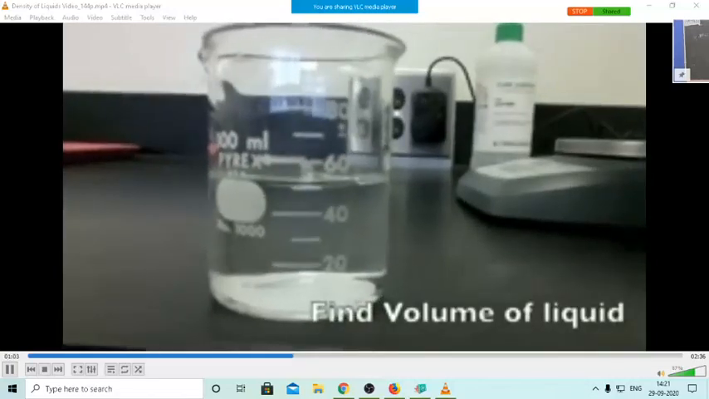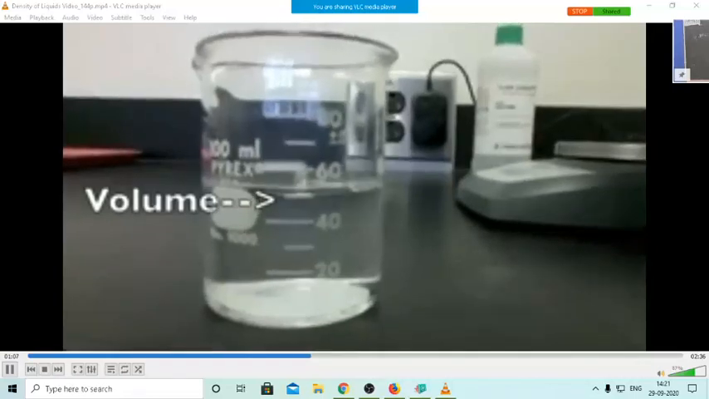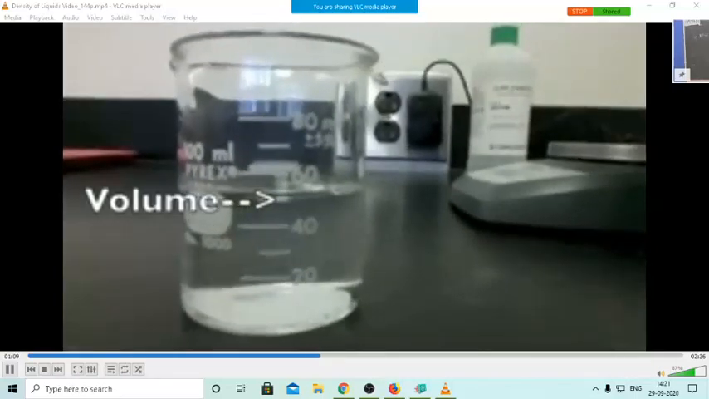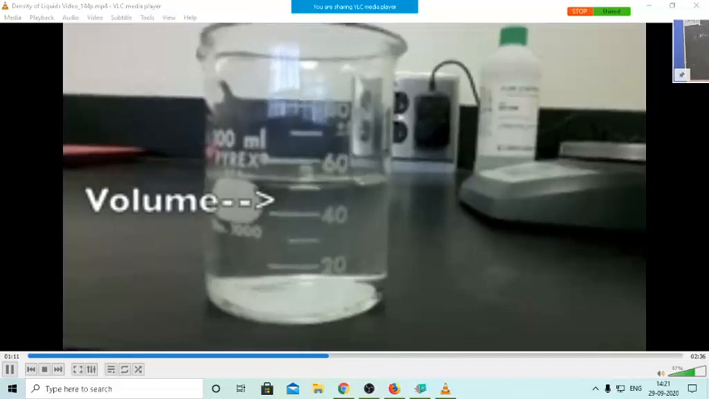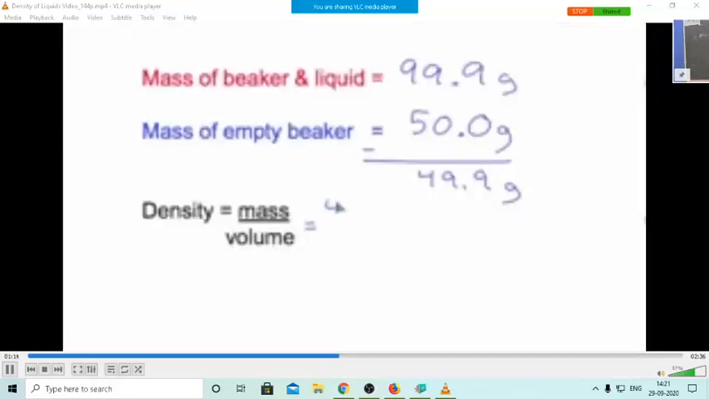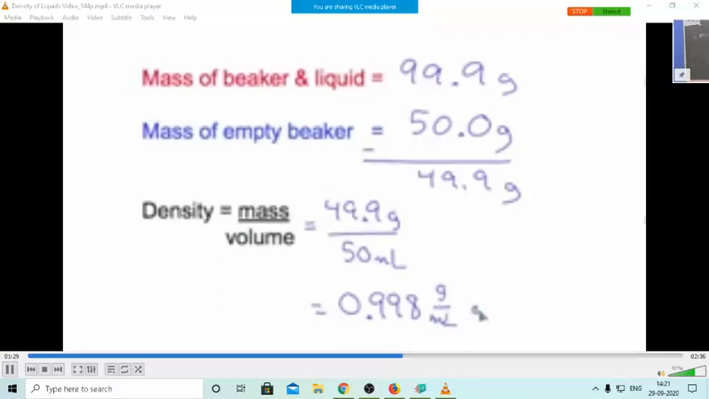Now we need a volume. First, determine the scale. To go up from 40 to 60, there are two lines. Each line is worth 10. The meniscus is reading at 50 milliliters. Density is mass divided by volume. The mass is 49.9 grams, and the volume is 50 milliliters. That works out to 0.998 grams per milliliter, which we can round to approximately 1.0 grams per milliliter.